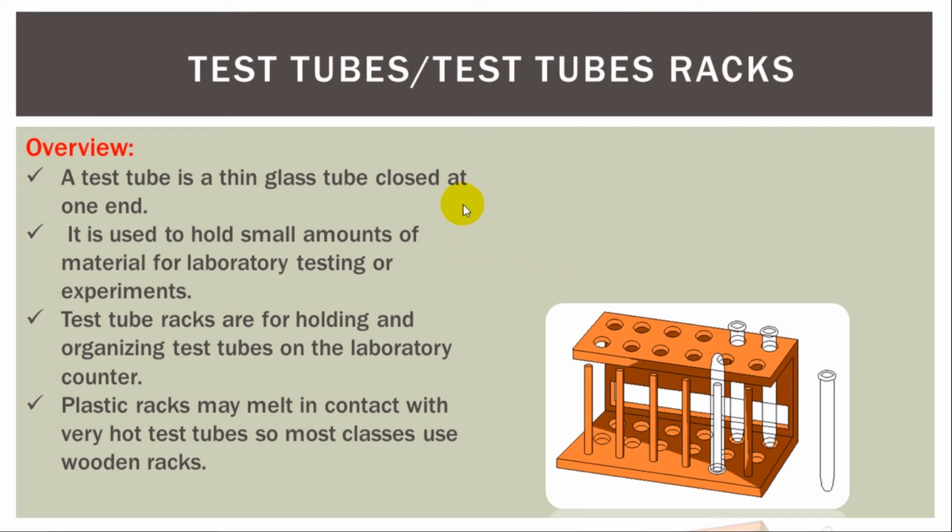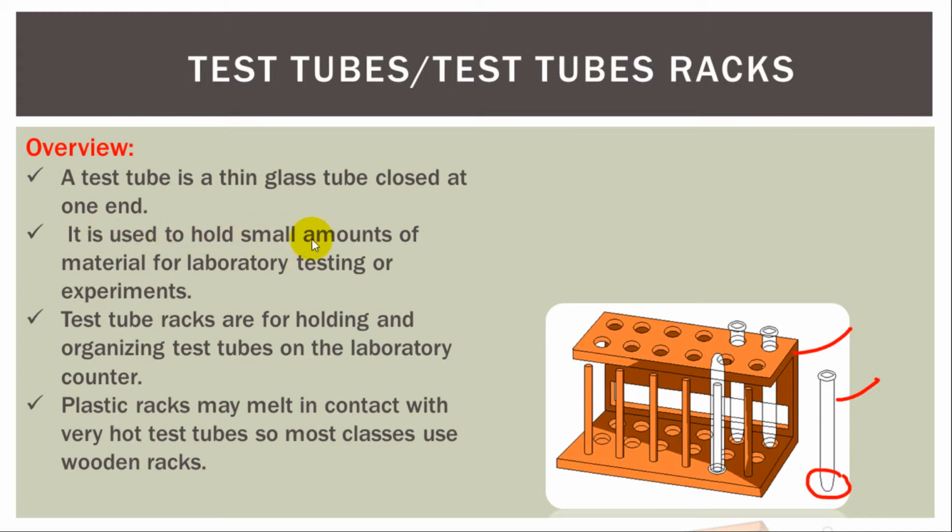The next one is test tubes and test racks. This is a test tube right here, and this is a test tube rack. That's the test tube, that's the test tube rack. A test tube is a thin glass enclosed at one end. As you can see, it's thin. It's not extremely thin, but it's a small glass, so you should be careful with it. And it's enclosed at one end. Right here is closed, and right here is open.